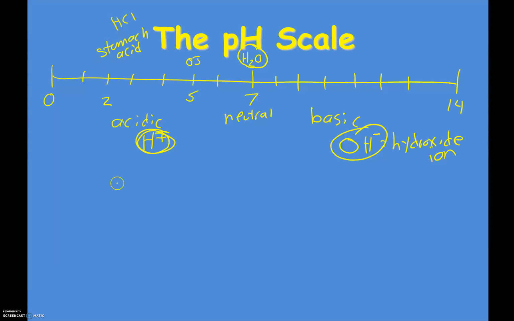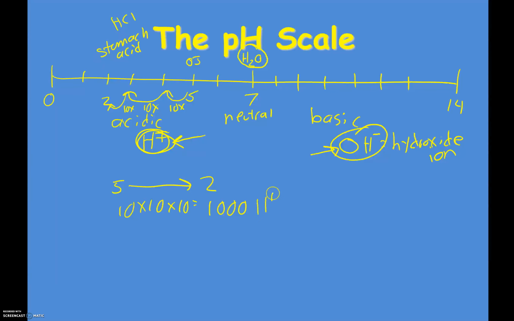Let's take a look here. We're going from a pH of 5 to a pH of 2. Each step in the pH scale represents a 10-fold concentration difference in these H pluses or in these OH minuses, depending on which way you're going. So to go from 5 to 4, there are 10 times more H plus ions. To go from 4 to 3, it's another 10 times. And to go from 3 to 2, it's another 10 times. So to go from a pH of 5 to a pH of 2, it's 10 times 10 times 10 equals 1,000 times more of these H plus ions than the pH of 5.